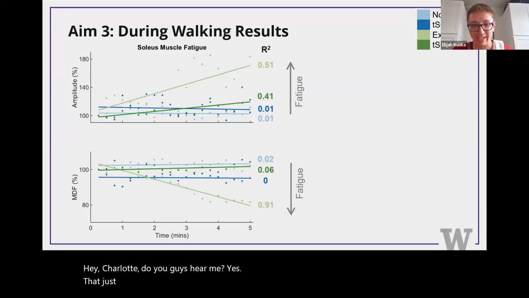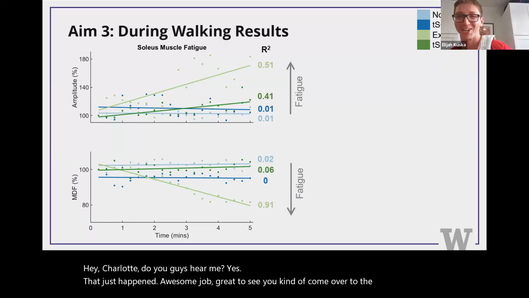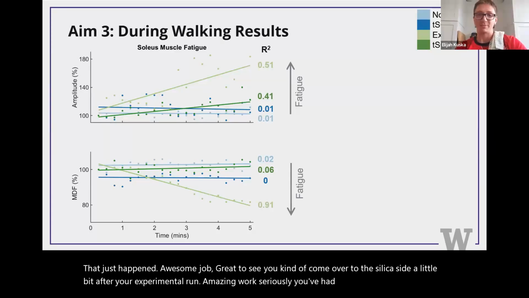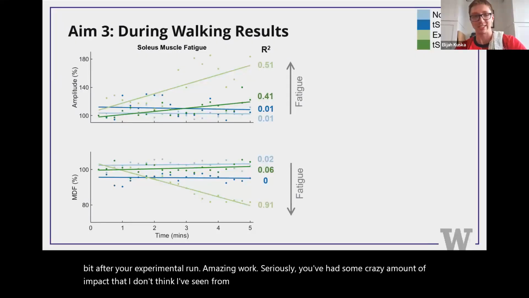Awesome job. Great to see you come over to the in silico side a little bit after your long experimental run. Amazing work. Seriously, you've had some crazy amount of impact that I don't think I've seen from any PhD. So congratulations on that.